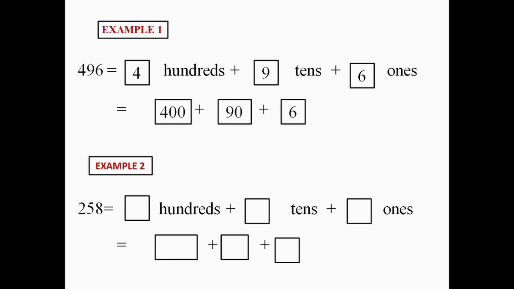Now moving on to the next example, we have the number 258. So 258 can be expanded as 2 hundreds plus 5 tens plus 8 ones, which is equal to 200 plus 50 plus 8.